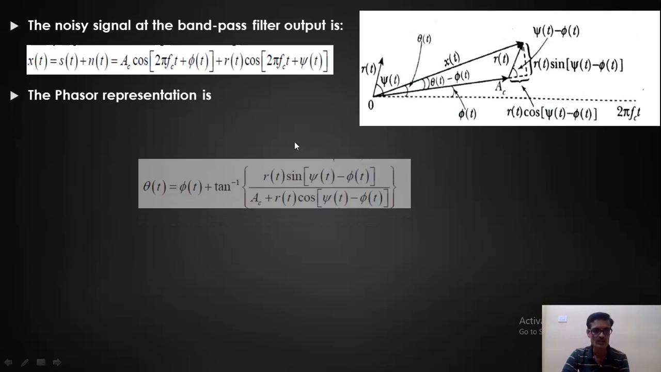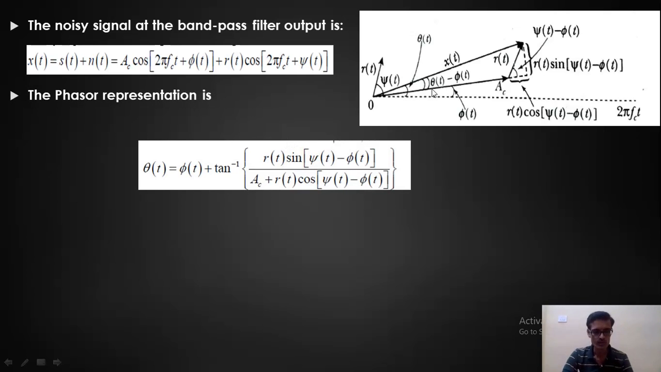What is this equation? I'll get an equation for theta of t minus phi of t. If I take phi of t to the other side, I can write an equation for theta of t. So this is the angle that I am writing. An angle is always represented as tan inverse of something, right? This is tan inverse of this by this.